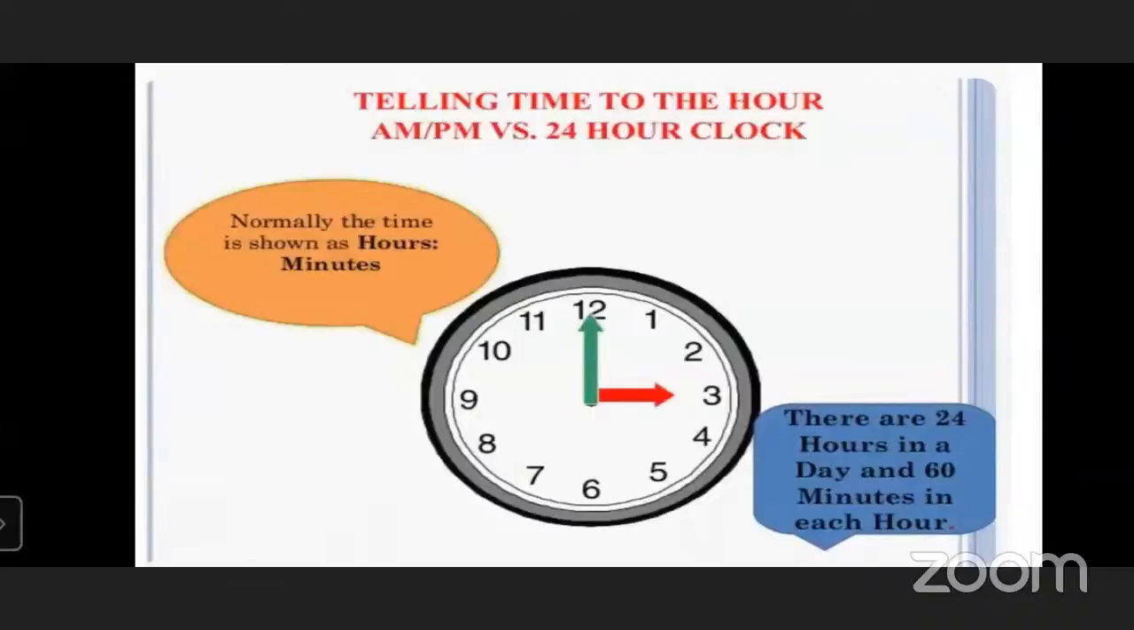Normally the time is shown as hours and minutes. There are 24 hours in a day and 60 minutes in each hour. But in our day-to-day life, in every home or school, there is a clock which has only 12 numbers. That's why we always tell the time in AM or PM.